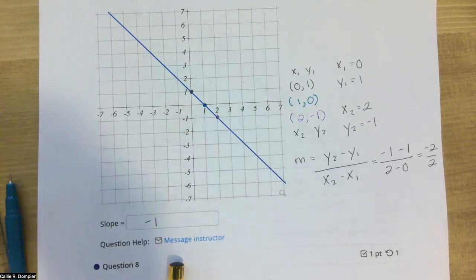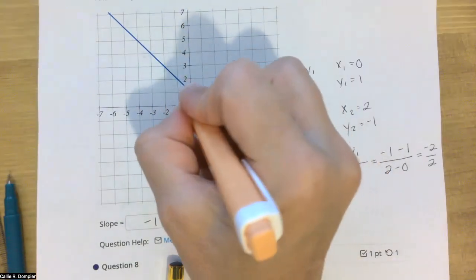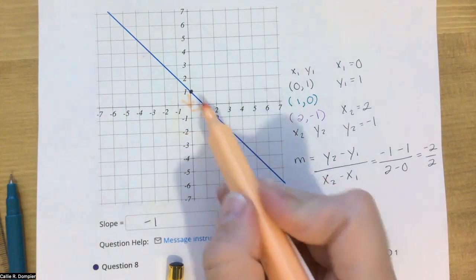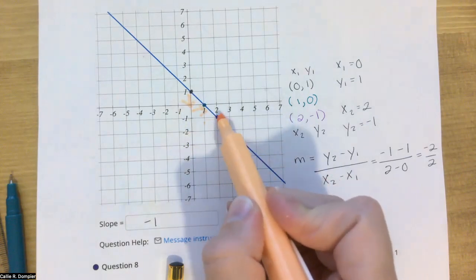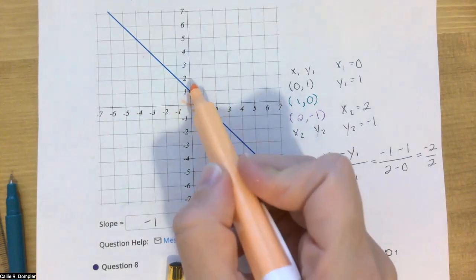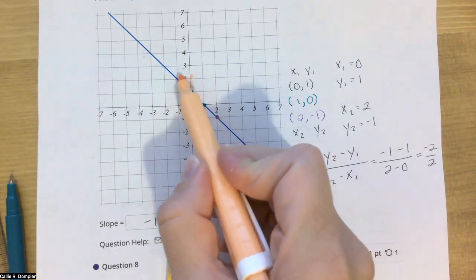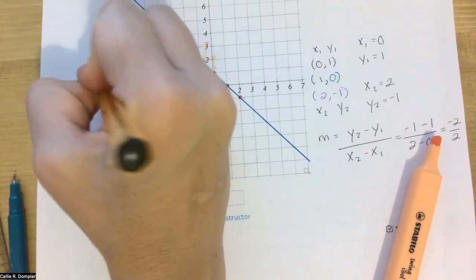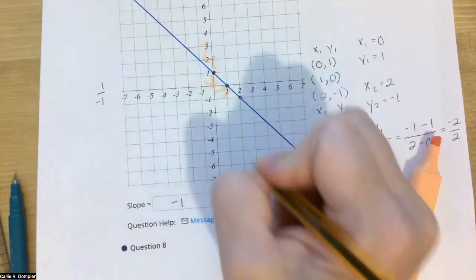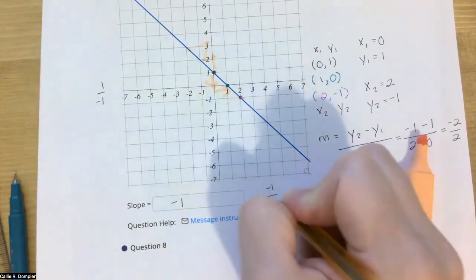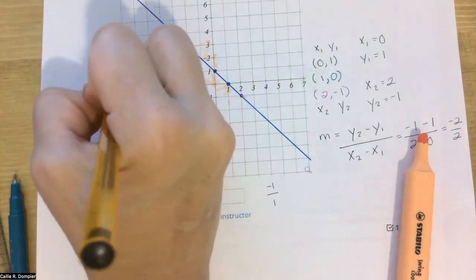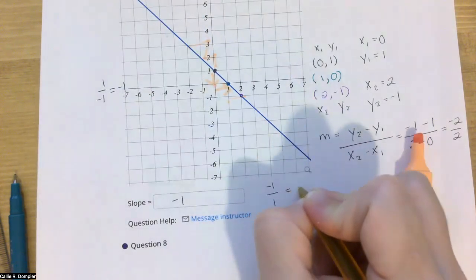You can also just look at it as from here to here, I went down 1 on y, positive 1 on x. Negative on the y, positive on the x. Or positive on the y, negative on the x. Either one of those. 1 divided by -1 is -1, and -1 divided by 1 is -1.